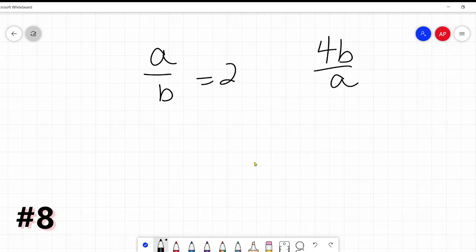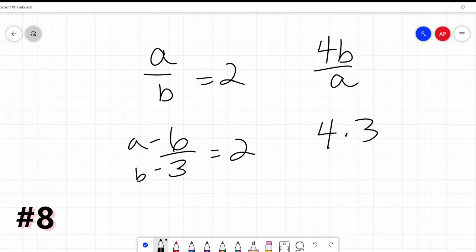So here's something you can do. A divided by B is 2. What are two numbers that would fit in here? Let's say 6 divided by 3 equals 2. That's true, right? Now let's put those in there. 4 times, because I've said this is my A and this is my B, so 4 times B, or 4 times 3, divided by 6. 12 divided by 6, 2.